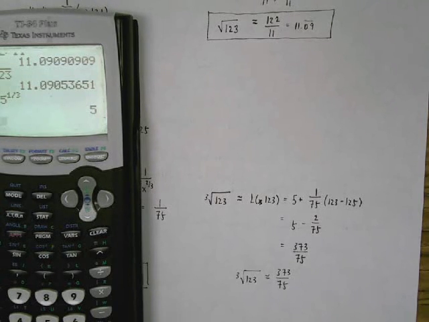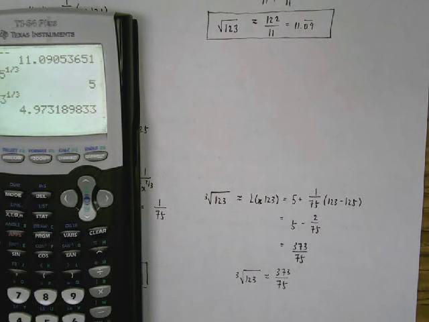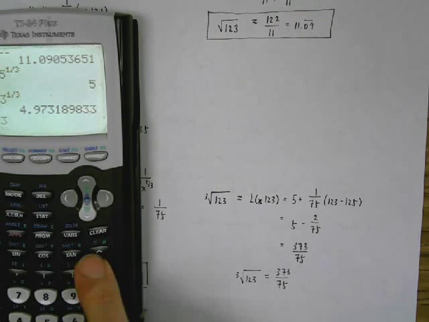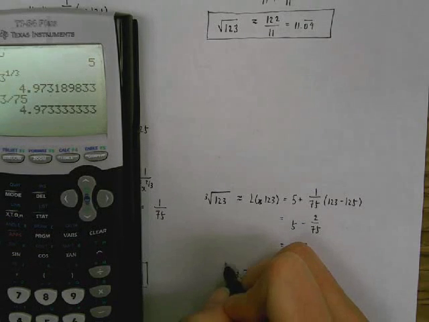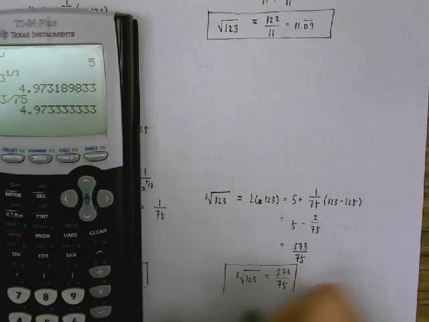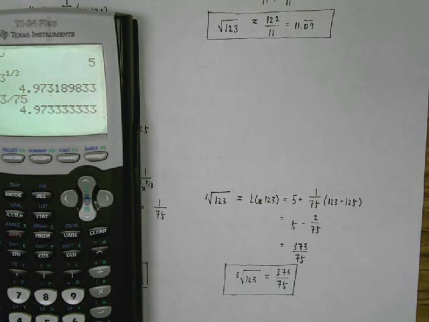Let's see, 123 to the 1/3. So our actual is 4.973, and our approximation, again, we see that comes out very close. So that's the idea behind linearization, just using that tangent line to approximate values of the function. And of course, we'll get practice working through this tomorrow.